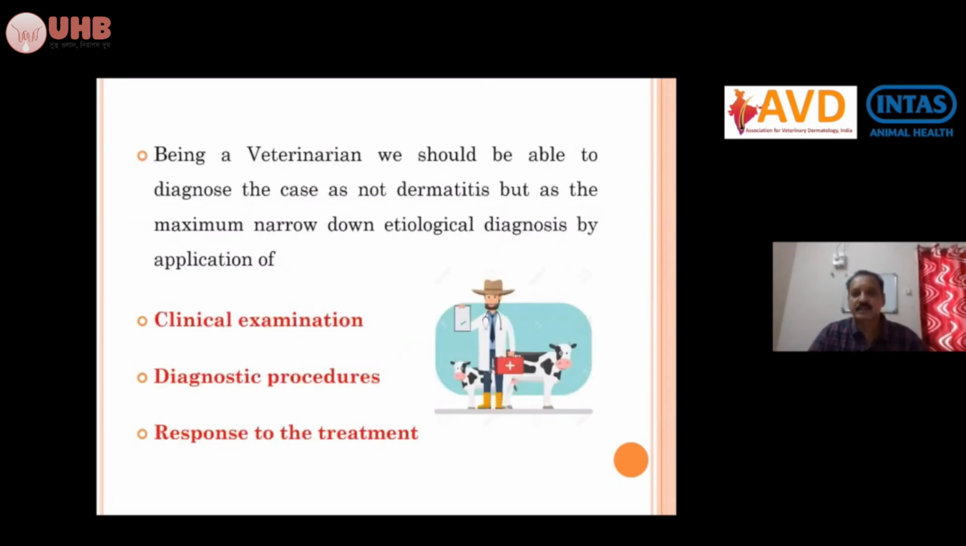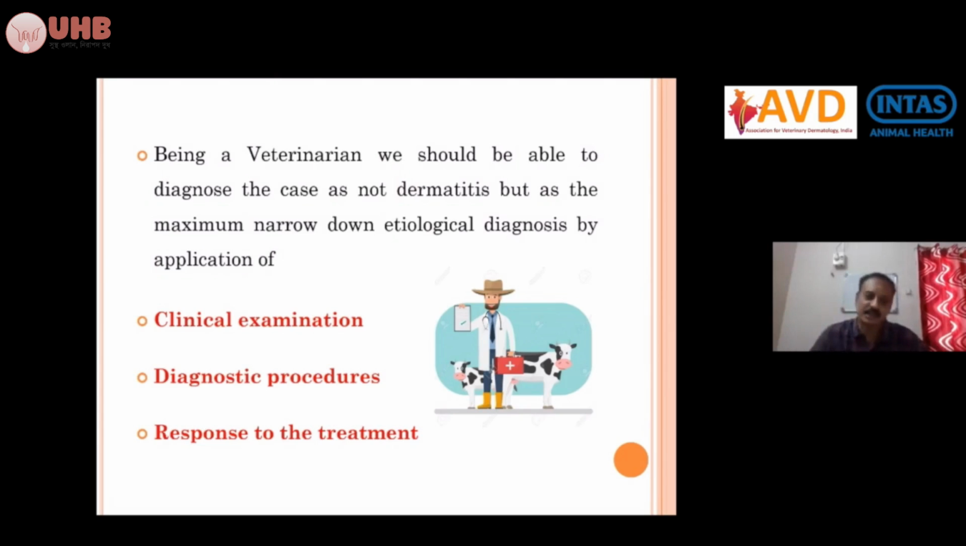So as a veterinarian, we should be able to diagnose the case not as dermatitis, but narrow down the etiological diagnosis as much as possible by application of our clinical examination, use of some diagnostic procedures, and response to the treatment. These three things are the most important. First is the clinical examination. Appreciate the lesions, where all the lesions are, whether there is any pruritus or not, whether the animal has hair loss or not, and what the distribution of the lesions is. Like that, we have to do the clinical examination.